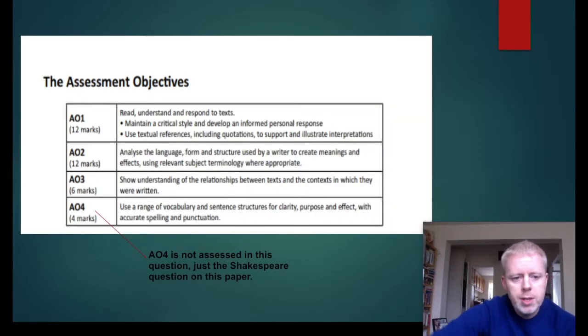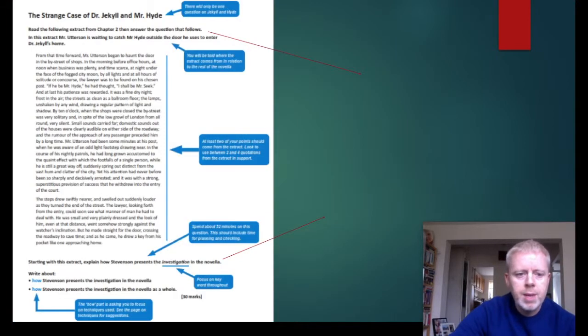Okay, so a quick reminder of the assessment objectives. They are AO1, AO2 and AO3 for this question. I've kept AO4 on there because it's relevant to the Shakespeare question, but for this question it's AO1, AO2 and AO3, and that's 12 marks and 6 marks for AO3, which is context. You can have a little read of them if you need to again.